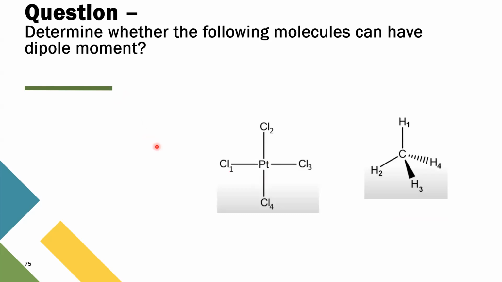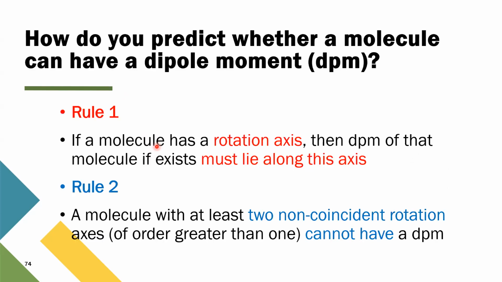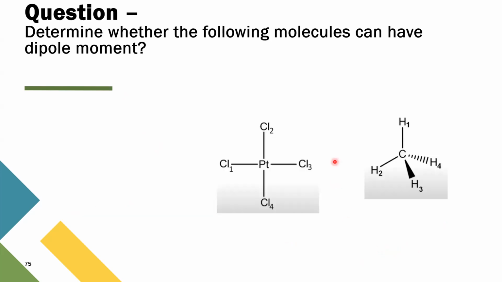So, you went through this now? Rule 2: a molecule with at least two non-coincident rotation axes cannot have a dipole moment. So here, PtCl4, we have a C4 rotation which goes through the platinum, and it does not have a dipole moment because all four electronegative atoms cancel out. So there is no dipole moment in this molecule.